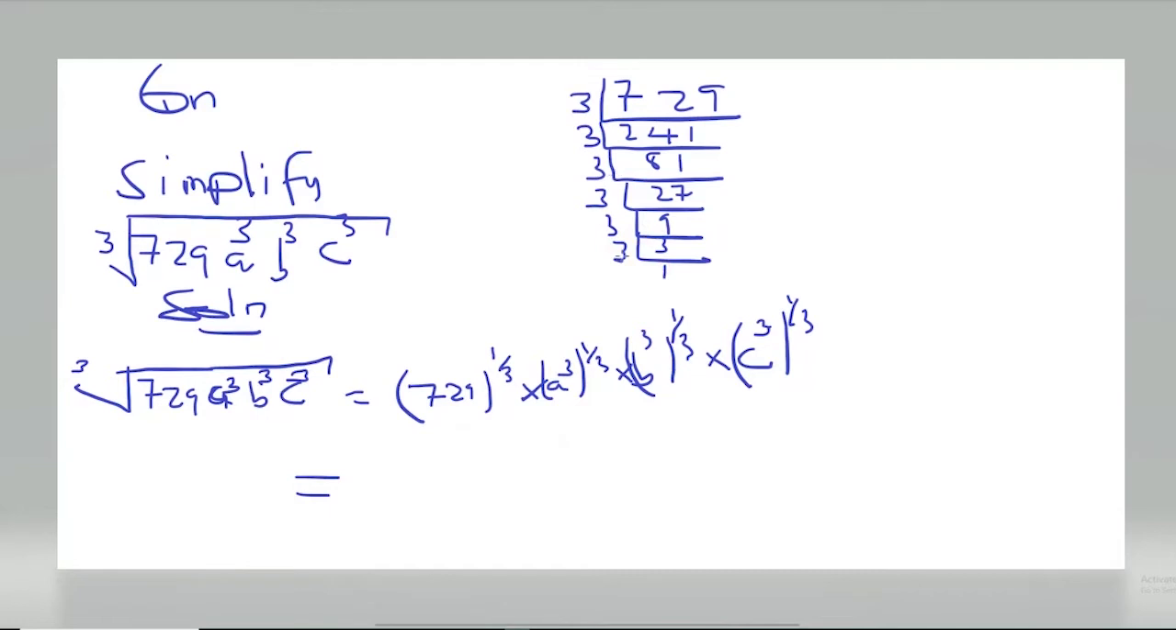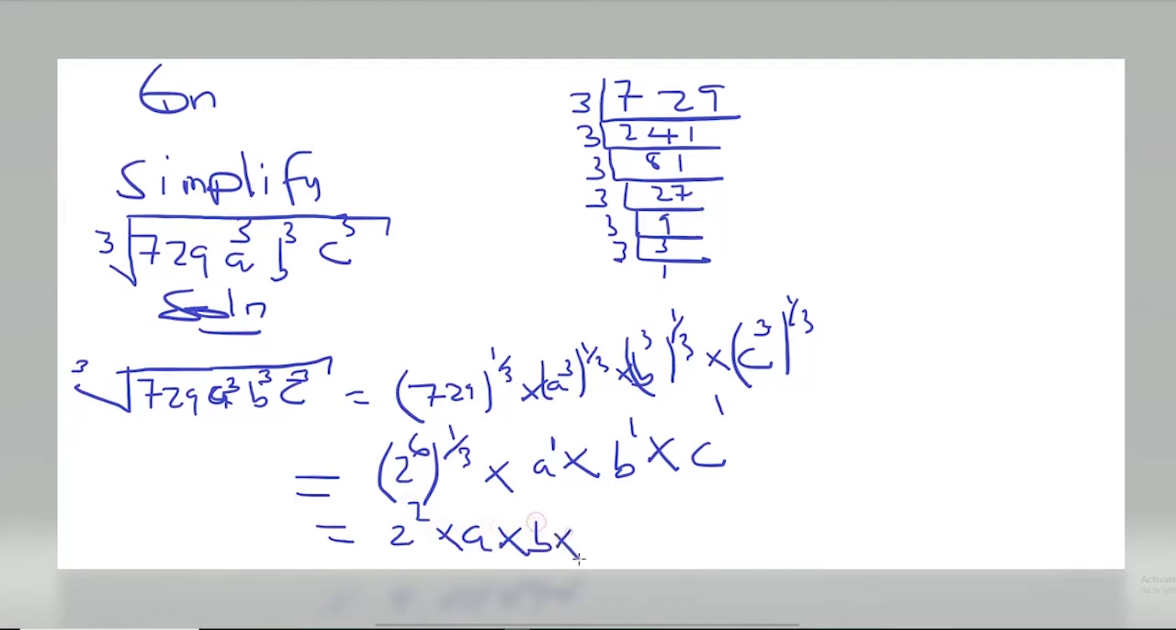So here I'm going to have 1, 2, 3, 4, 5, 6. Then I have 2 power 6, power 1 over 3 times a power 3 times 1 over 3 is 1, a power 1, b power 3 times 1 over 3, this one is equal to b power 1, times c power 1. Then this one will be equal to 2 power 6 times 1 over 3, which is 2 power 2, times a times b times c.